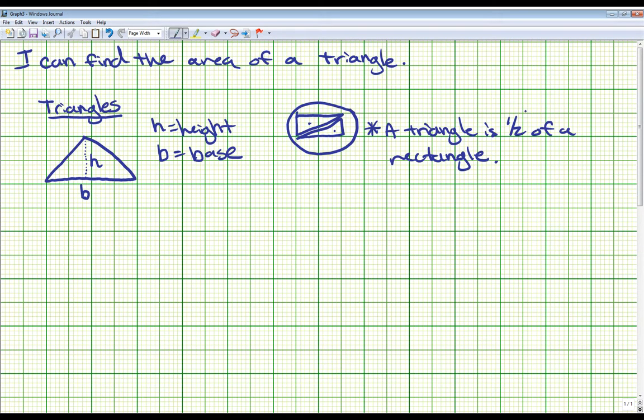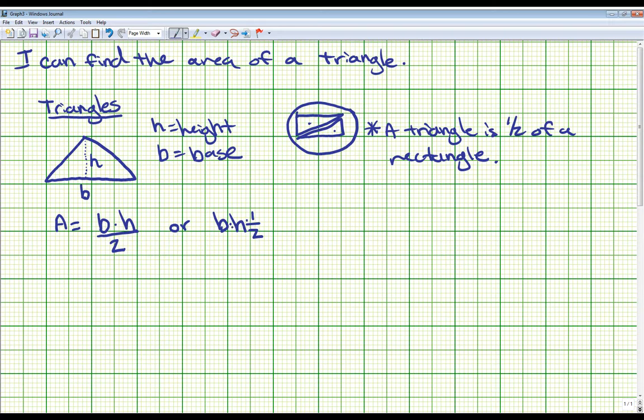This 1/2 is going to actually be utilized in our formula for how to find the area of a triangle. So if I'm going to find the area of a rectangle, I would just do length times width. On a triangle, I'm going to do base times height, and then I'm just going to cut it in half or divide it by 2. That bar means division. Another way you could write it is base times height times 1/2. So taking 1/2 of the base times the height. So that's another way to write it.